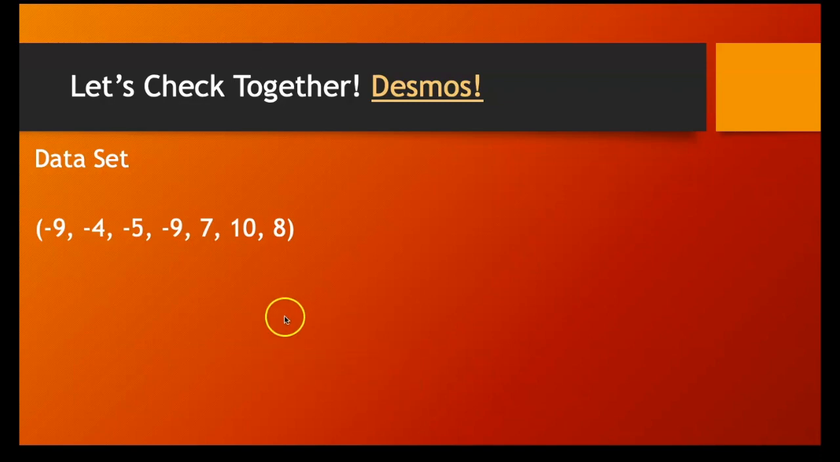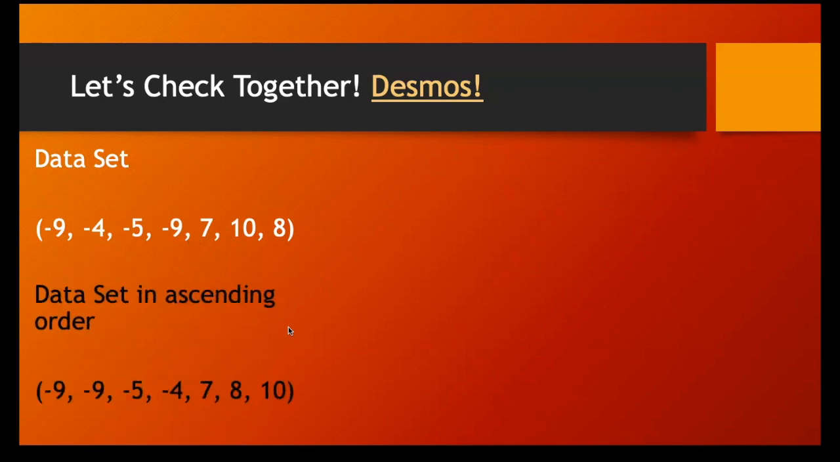All right, so let's see. First thing, hopefully you place it in ascending order. So again, ascending order, we had negative numbers, so that's -9, -9, -5, -4, 7, 8, and 10. Here are your answers.